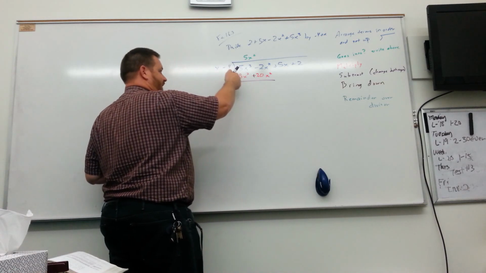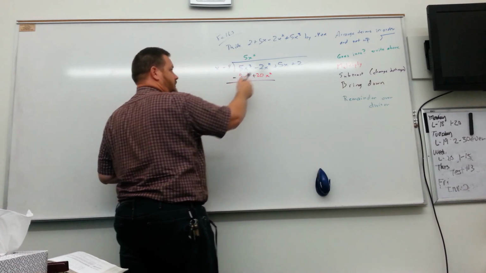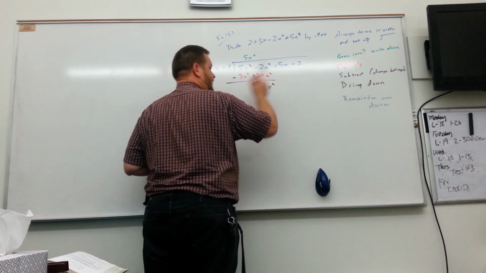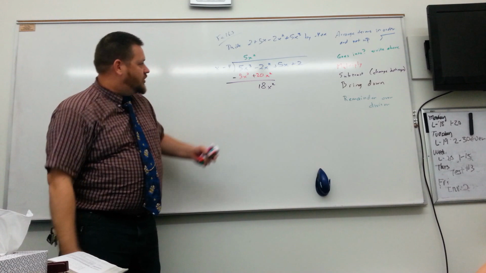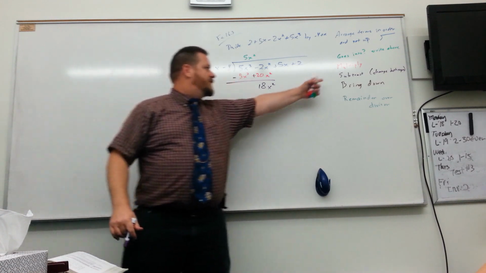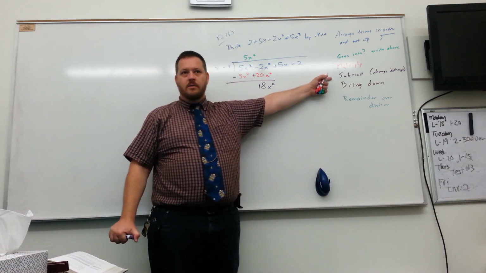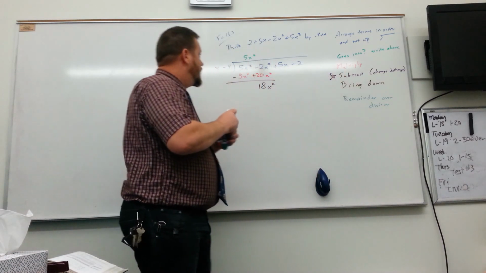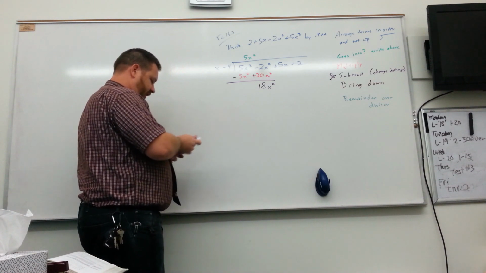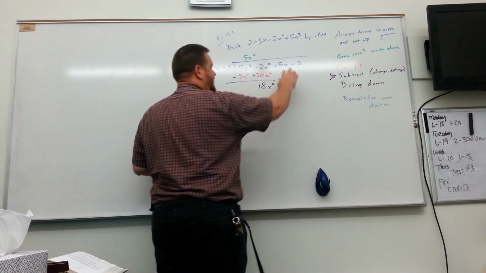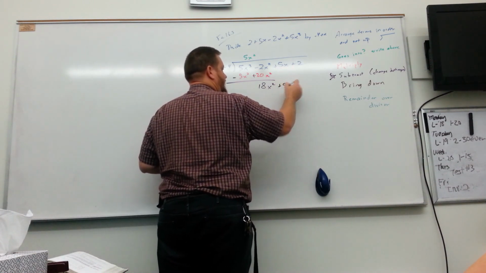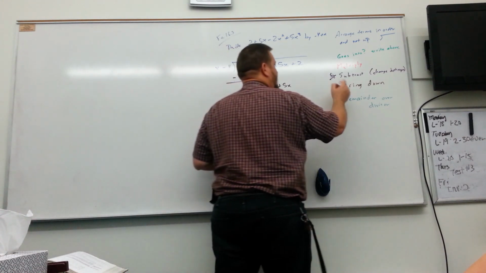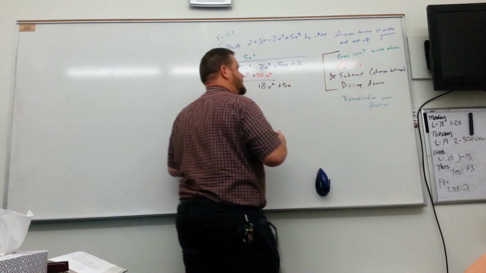5x cubed minus 5x cubed goes away. Negative 2x squared plus 20x squared is positive 18x squared. This is usually where most people go wrong, so this is a very, very important step. All right, next thing is, just like in regular long division, you bring the next thing down. So plus 5x. And then this process repeats for a bit.